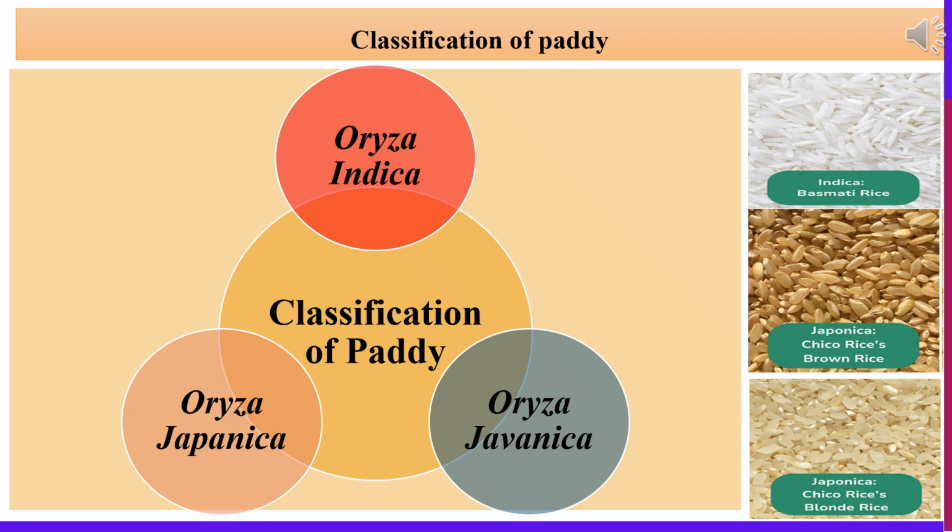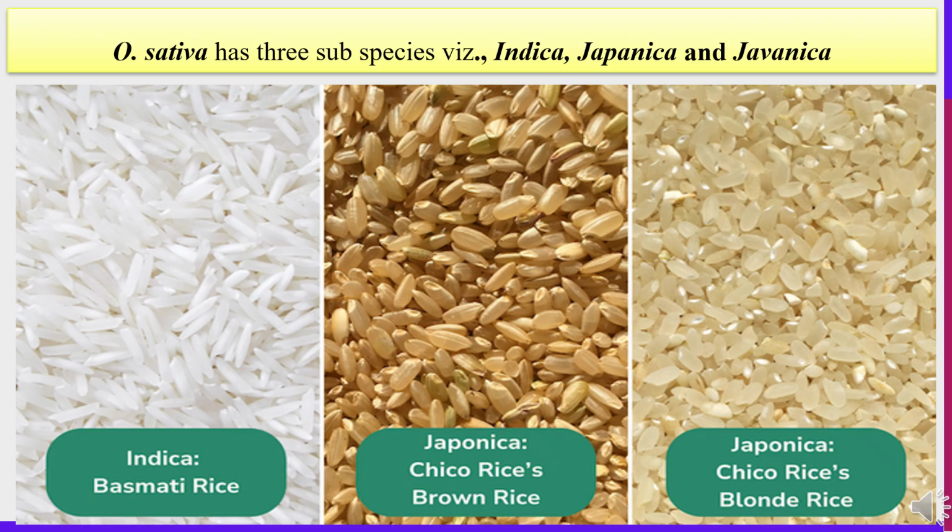Oryza indica: typically long-grain varieties grown in tropical and subtropical regions. Oryza japonica: short-grain varieties, common in temperate climates. Oryza javanica: medium to large-grain varieties, often grown in tropical highlands. Oryza sativa has 3 main subspecies, indica, japonica, and javanica, which can be distinguished by grain color, shape, and size.